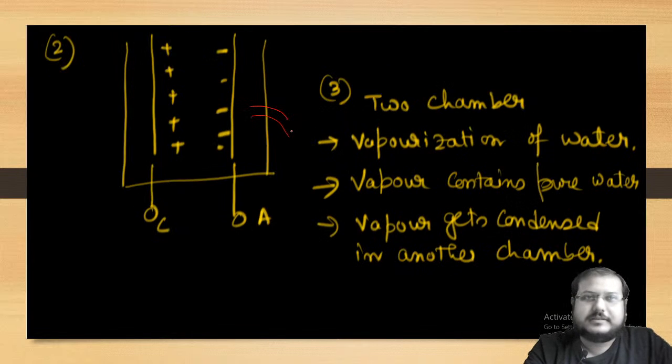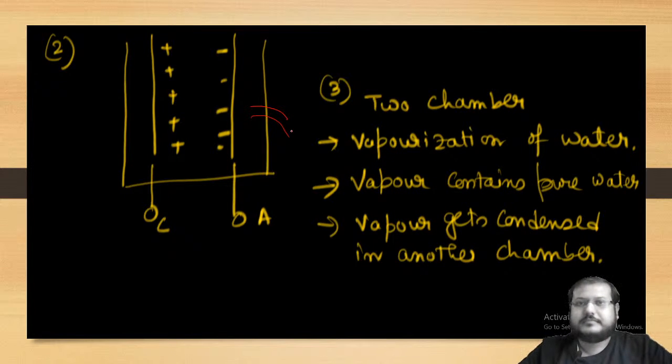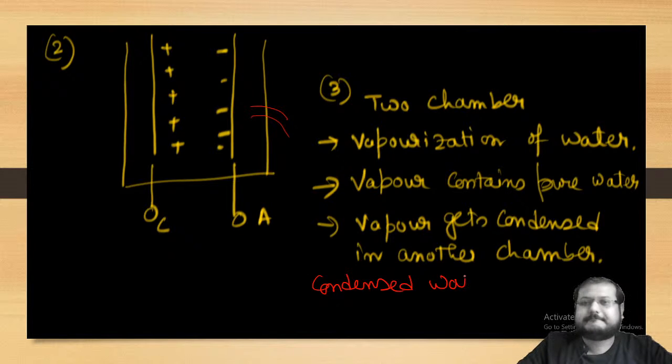There is one more, thermal distillation. In thermal distillation, that is the third one, there are two chambers. Vaporization of water will be done in one chamber, and the vapor contains pure water because salts will not get vaporized at that particular temperature. This vapor will be collected and condensed in another chamber. Condensed water is salt-free water. That is thermal distillation.